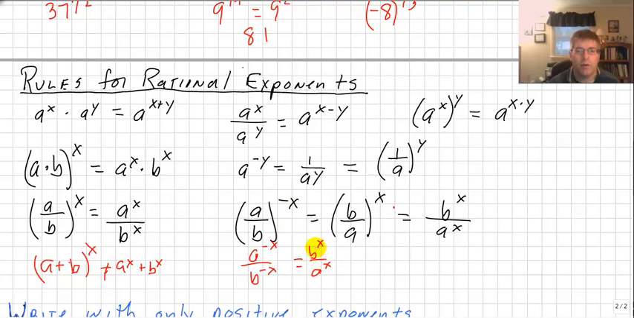A negative exponent is a reciprocal. You may want to write that in your notes. So that's how we get b to the x over a to the x, which is the same as b over a, to the x. So these are all equivalent here.